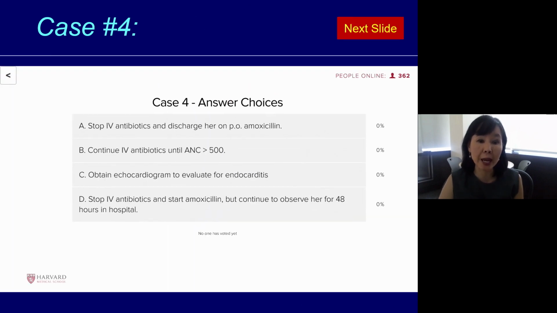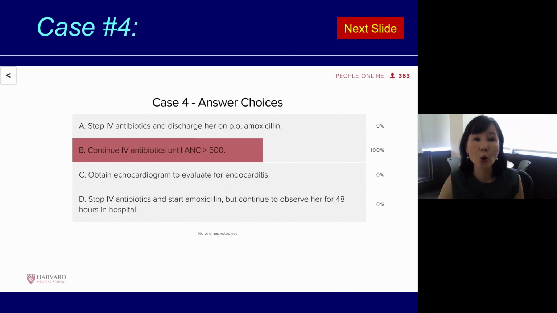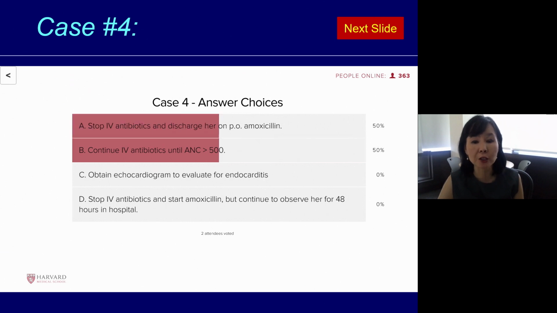So would you A, stop IV antibiotics and discharge her on oral amoxicillin? B, continue IV antibiotics until her ANC is greater than 500. C, obtain an echocardiogram to evaluate for endocarditis. Or D, stop IV antibiotics and start amoxicillin, but continue to observe her for 48 hours in the hospital. I'll give you a chance to answer.